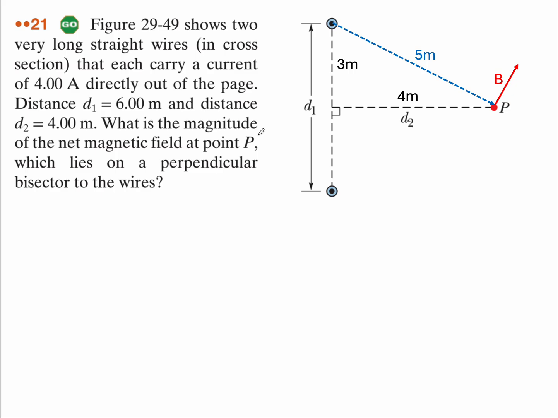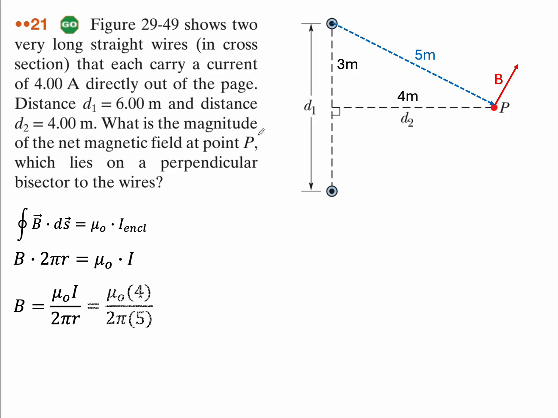So we know our distance, and we can find the magnetic field just using Ampere's law. In this case, we're using a circle going around, centered around that top wire. The current inside is just going to be the current through that wire, and you, of course, get this, mu naught I over 2 pi r. Plugging in the current, which is 4 amps, and the distance, which is 5 meters, we get this.